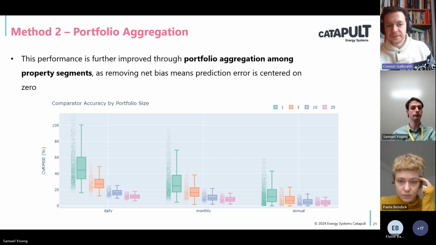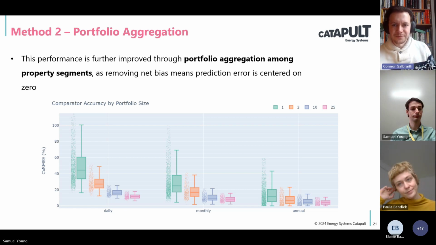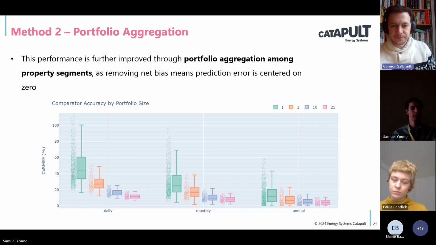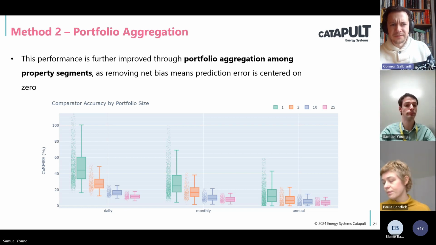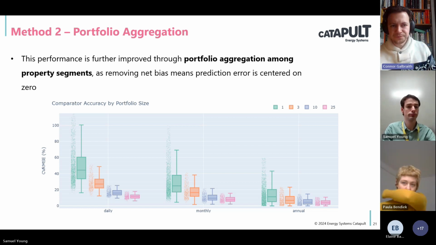And on the next slide, we can also see that the approach of combining the candidate properties into portfolios increases the performance even more. If you think about it from the perspective of grouping comparator properties together in order to reduce the noise in their individual consumption, well, we can do the same for the candidate properties and aggregate their counterfactual as well to reduce the noise even further. And this gives us accuracy at the annual level with a 25 property portfolio of around 4%, which is a very big improvement on using OpenEEMeter by itself.